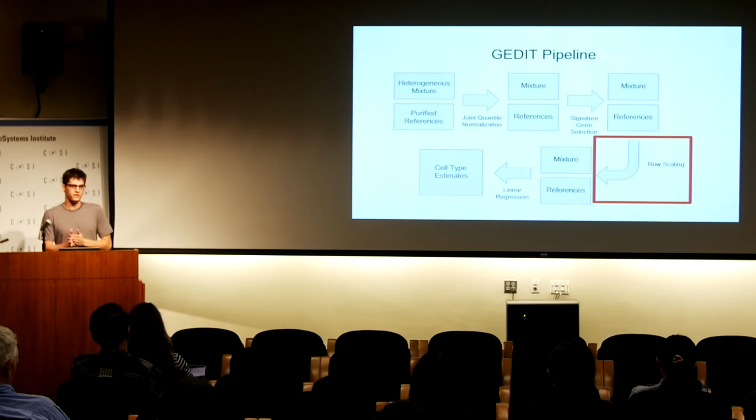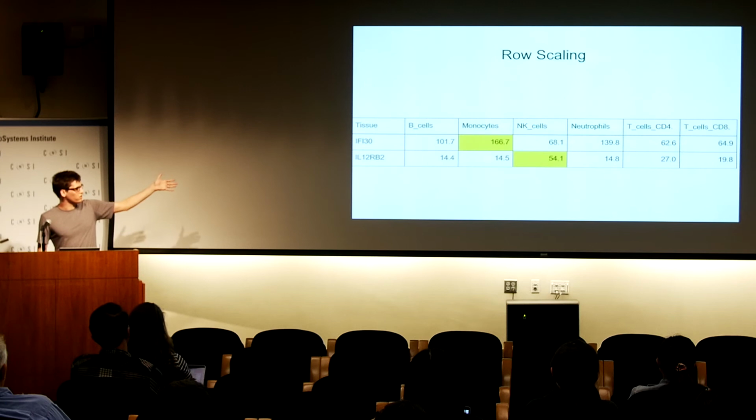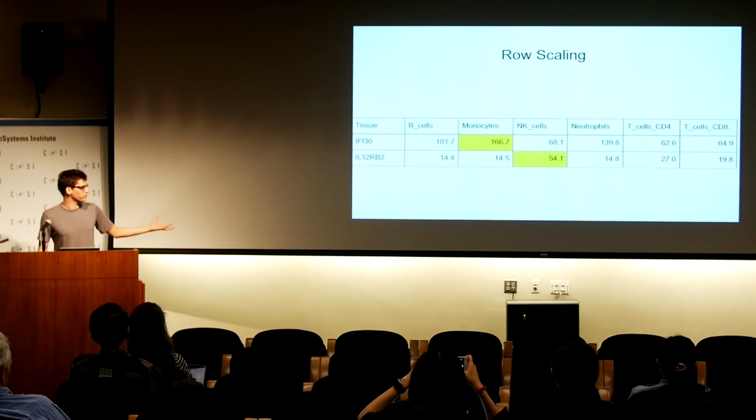The second thing is this thing, row scaling. And the idea here is that even after normalization and signature gene selection, you can get genes that look like this. So these are two genes that were selected as signature genes. The first one for monocytes, the second one for natural killer cells. And ideally, our system would use both of these. They're both good signature genes.